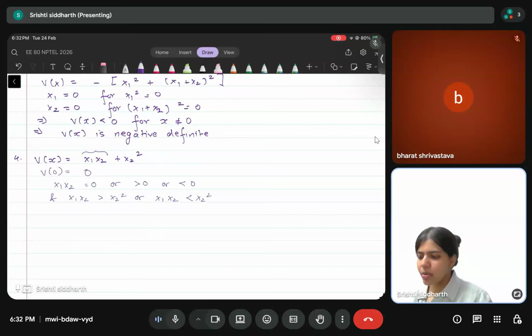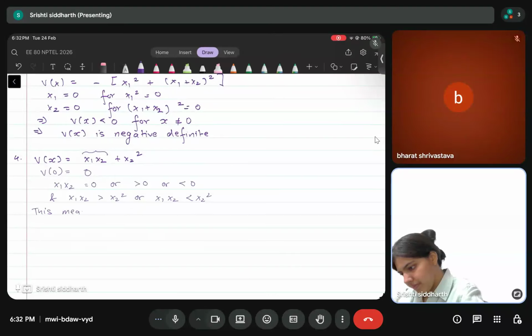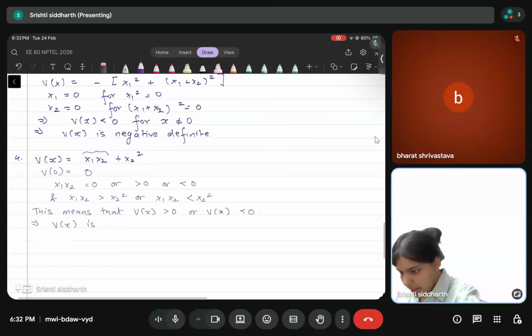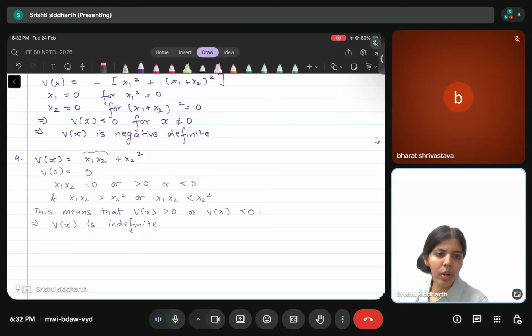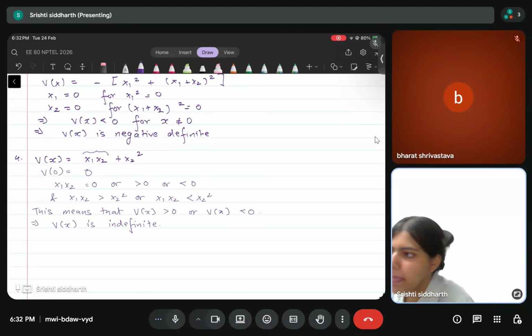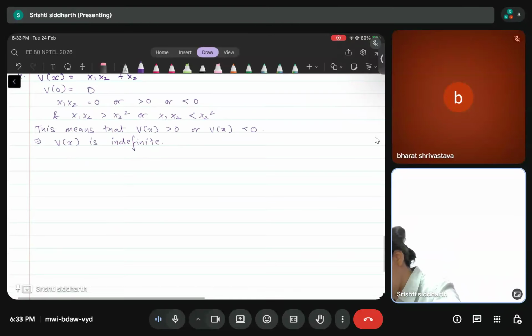So this means that Vx could be positive or negative. This implies that Vx is indefinite. That is, you cannot comment on whether it is positive definite or negative definite. Alright, so I hope that this was clear to you. Now let's look at the question.